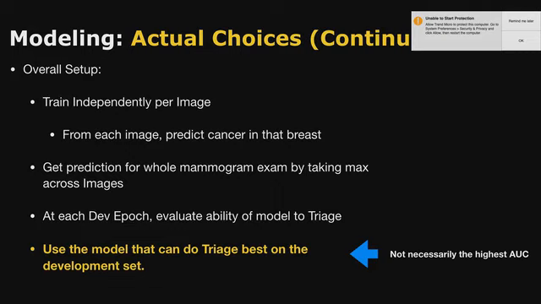And the overall setup that we use in this work and across many other projects is that we're training independently per image. Now this is a harder task because you're not taking the other view, you're not taking prior mammograms, but this is for harder reasons than not. We're going to get the prediction for the whole exam by just taking the maximum across the different images. So if I say this breast has cancer, the exam has cancer, so you should get it checked up. And at each development epoch, we're going to evaluate the ability of the model to do the triage task, which I'll step into in a second, and we're going to take the best model that can do triage. So your true end metric is what you're measuring during training, and you're going to do model selection and hyperparameter tuning based on that.